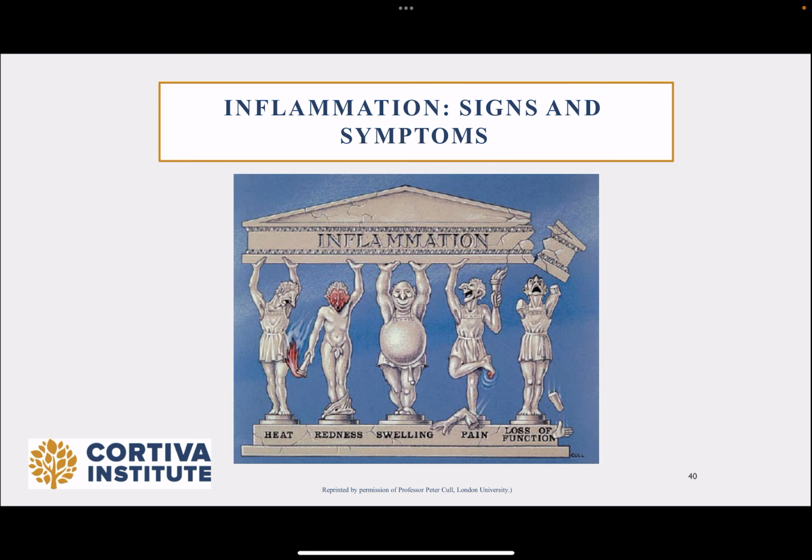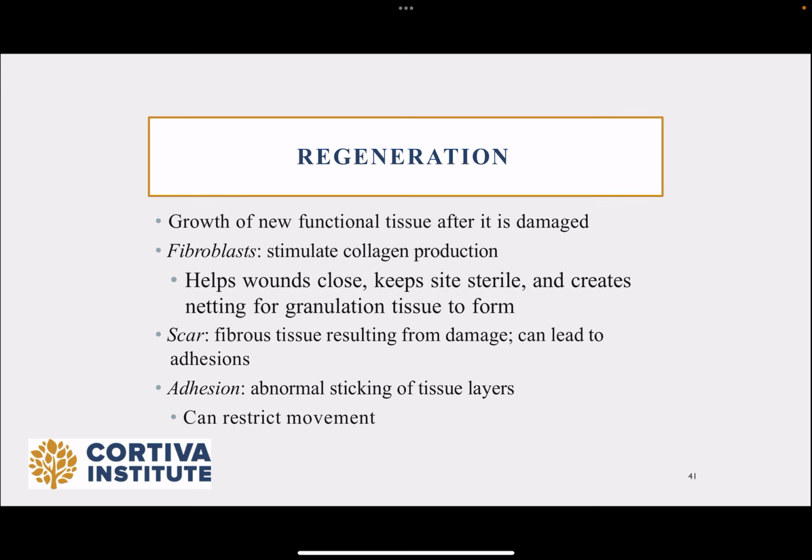So here are, not a totem pole, but the little statues of the signs and symptoms of inflammation, right? So of course we have swelling, heat, a loss of function, redness and pain. Regeneration, right? That's a growth of new functional tissue after it is damaged. We have fibroblasts, which are going to help stimulate collagen production. They help wounds close and make sure that that site is sterile, and creates netting for granulation tissues to form.